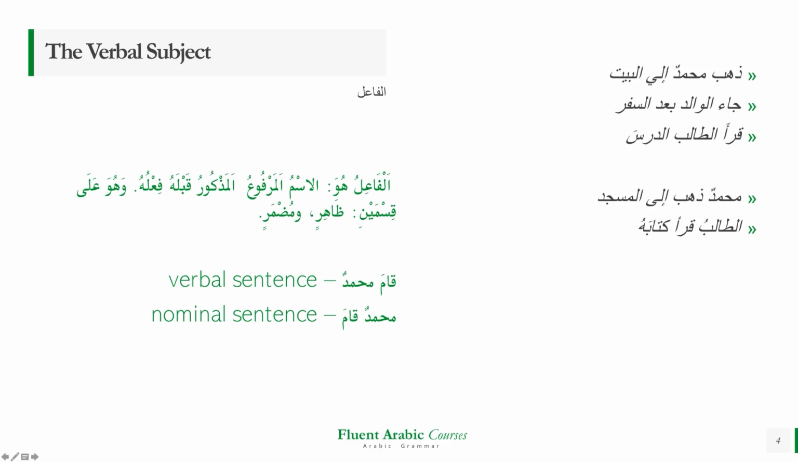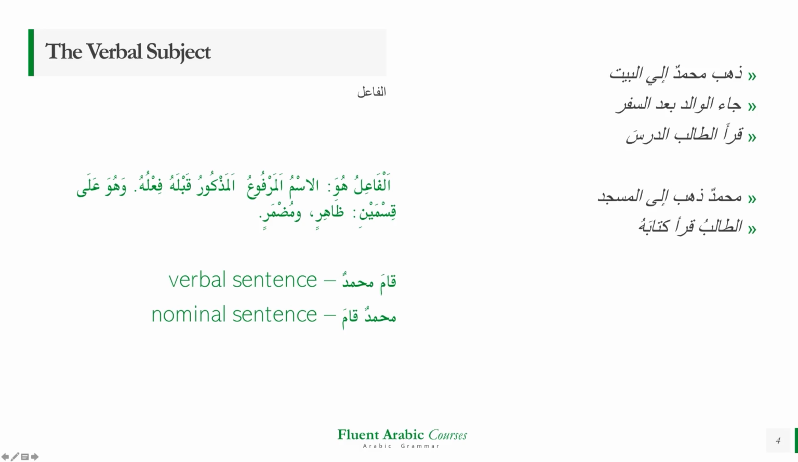We can also say Muhammadun qama, where the sentence begins with a noun and therefore it is a nominal sentence. So the fa'il is the subject of a verbal sentence. That's what Ibn Ajrum says here. Al-madhkuru qablahu fi'luhu. The verb comes before the subject, as it is a verbal sentence.